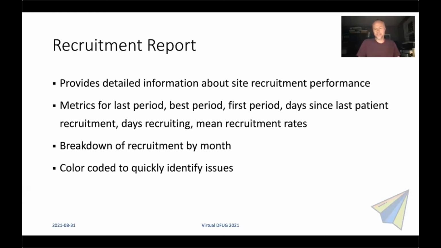So the first, when they started recruiting, how many days since their last patient was recruited? How many days have they been recruiting? Their mean recruitment rates and so forth. It also gives you a breakdown of recruitment by month. So you can see for each site how many patients did they recruit in July 2021. It's color-coded to quickly identify issues so you can focus in on those sites that need help.